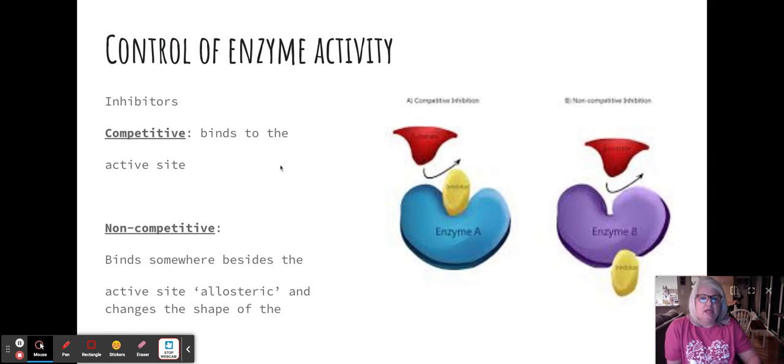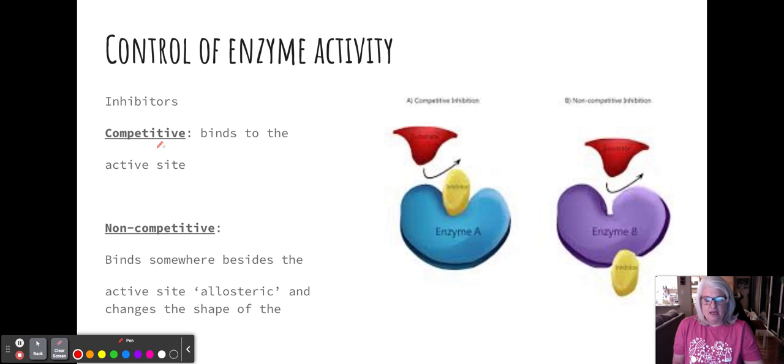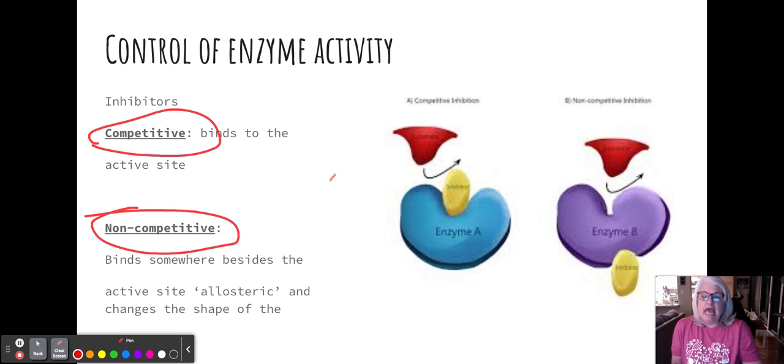Last thing I want to talk about is how do we control enzyme activity? I'm only going to talk about inhibiting the enzyme activity. I'm not going to talk about increasing it, though if you want to learn about it, that might be something to aspire to do. But basically we have two types of inhibitors. We have competitive inhibitors and non-competitive inhibitors. And it all has to do with whether or not the inhibitor binds to the active site.